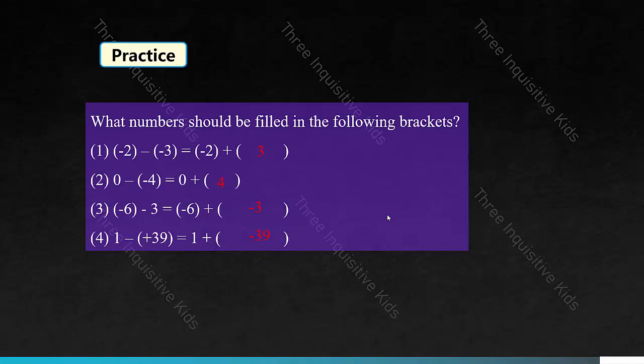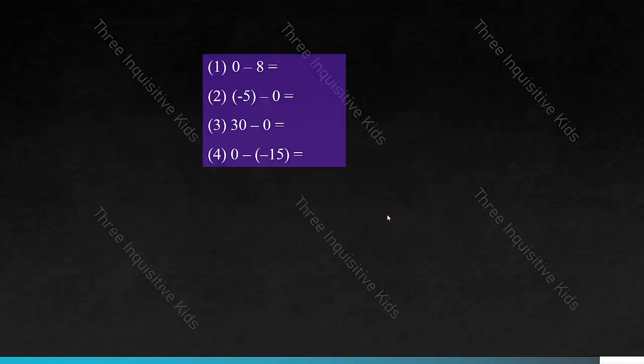Subtracting a positive number is the same thing as adding a negative number. Here we have another 4 problems. This one should be easy. 0 minus 8 equals negative 8. Number 2 is negative 5 minus 0, which equals negative 5. 30 minus 0 equals 30, and 0 minus negative 15 is 15.